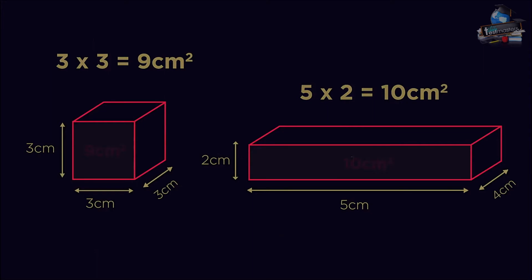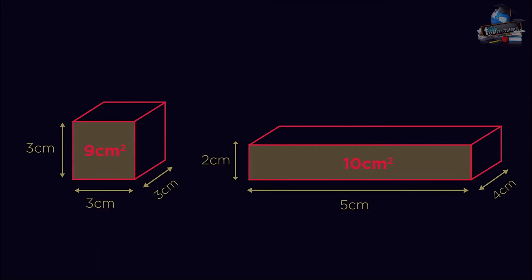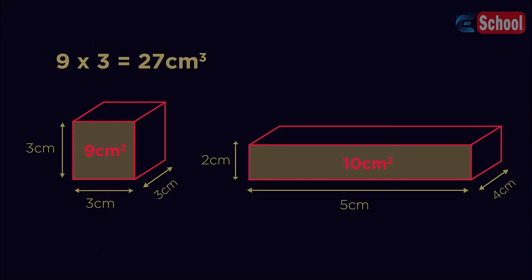Now all we need to do is multiply this by the last remaining dimension, the depth. So 9 times 3 for the cube to give 27 centimetres cubed, and 10 times 4 for the cuboid to give 40 centimetres cubed. Simple!